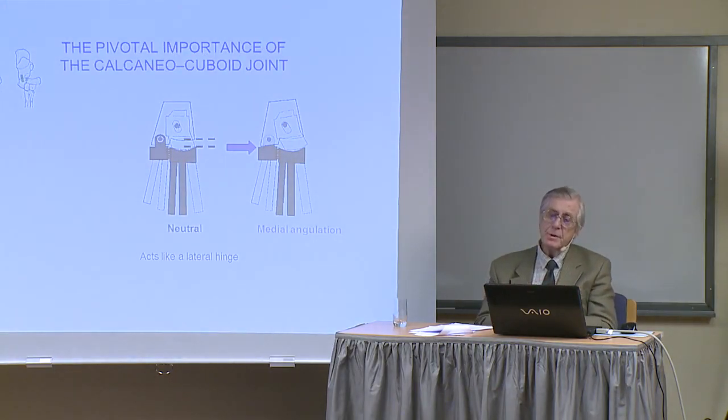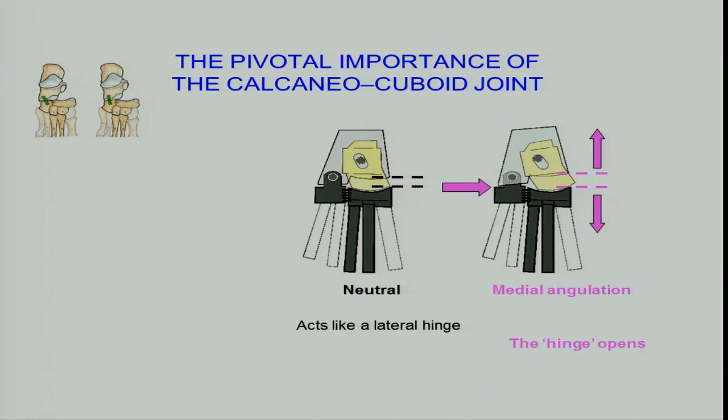If there is inward angulation at the transverse tarsal joint, medial angulation, then the distance between the calcaneus and the navicular will increase. It widens on the medial side. And the talus then slides forwards. Hence the X-ray appearances when you X-ray a pronated foot: the talus has moved forwards.